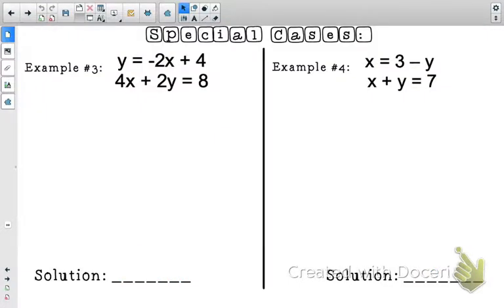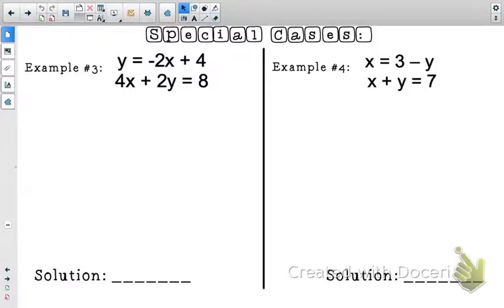All right, so we have two more examples and they are going to end up being short. So these are our special cases. So if we remember back to graphing, we had infinitely many solutions and we had no solutions. So if you can guess, we're going to have one of each in example 3 and example 4.